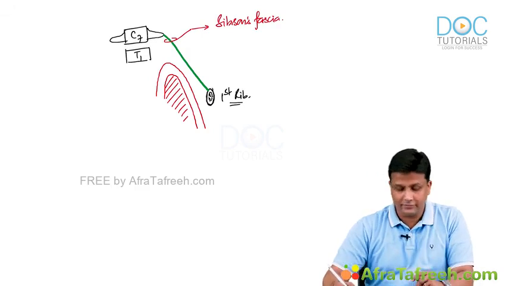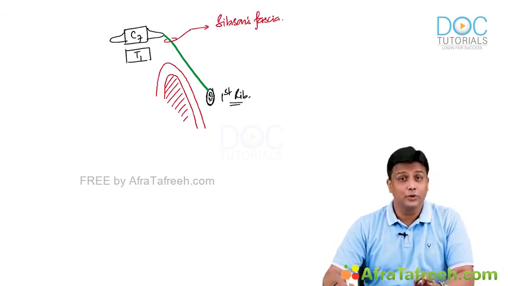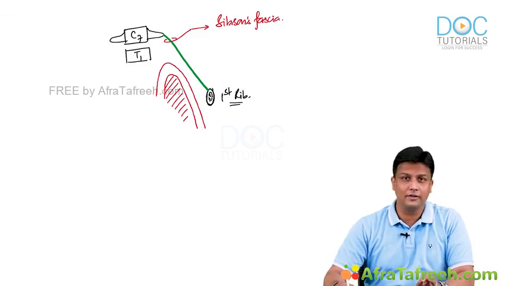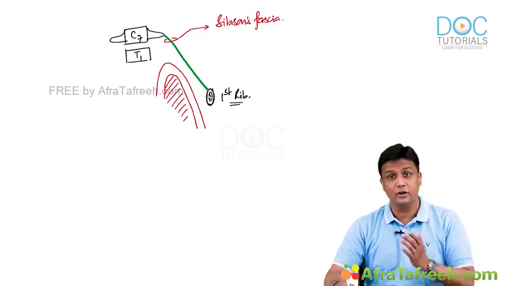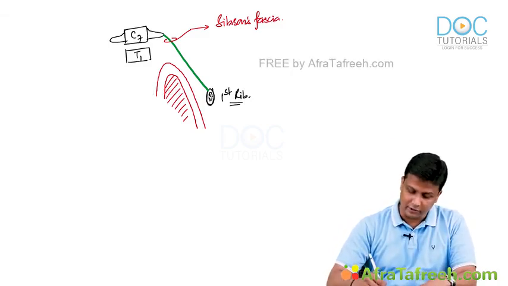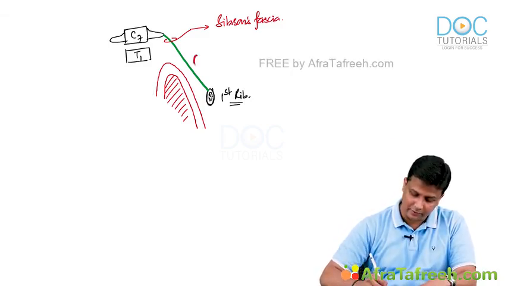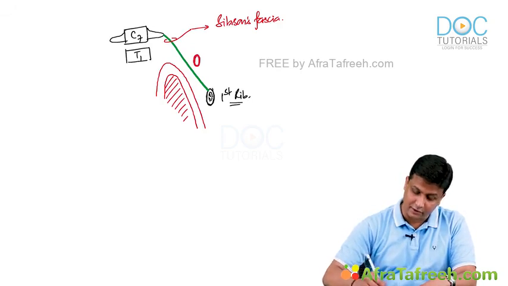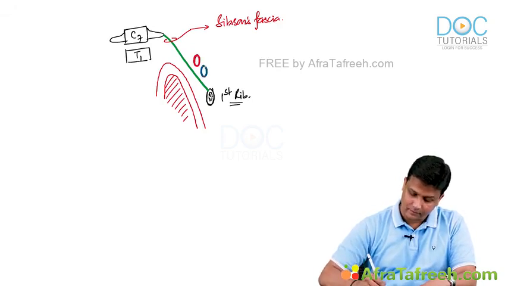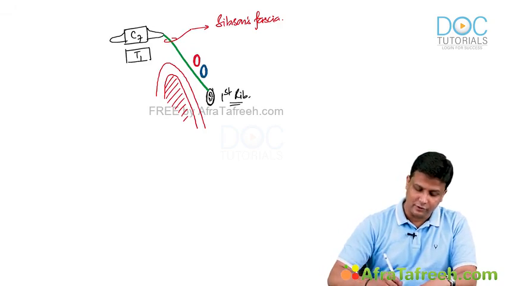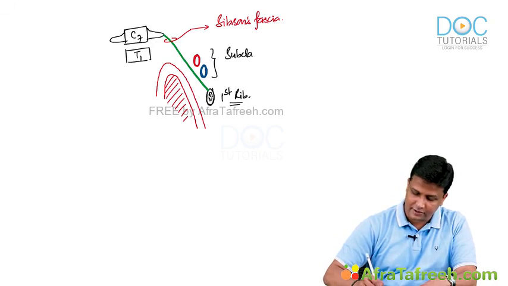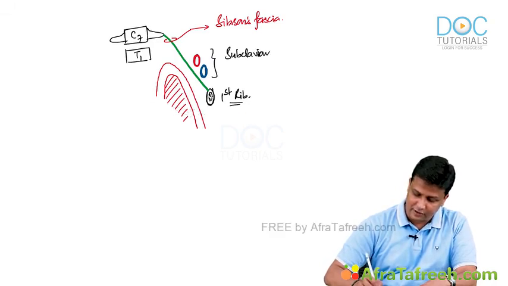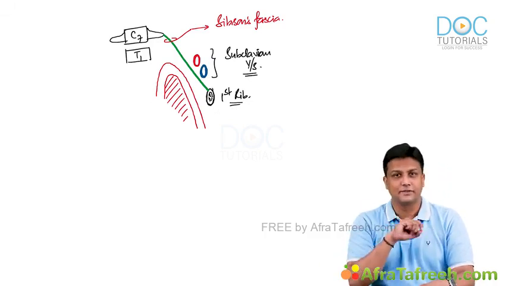Now apart from all this information, what else do you have to remember? You need to remember the position of the subclavian vessels, guys. Are they passing beneath this fascia or above the fascia? Remember, you'll have the subclavian artery here, and then the subclavian vein over here. Therefore, the subclavian vessels are present above the Sibson's fascia. Both of them are present above the Sibson's fascia, guys.